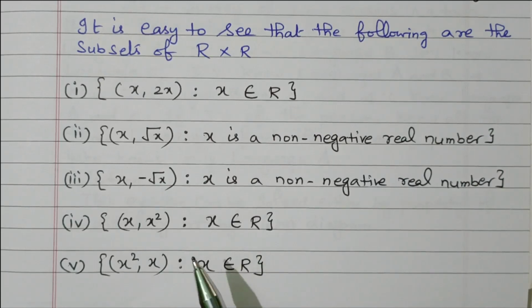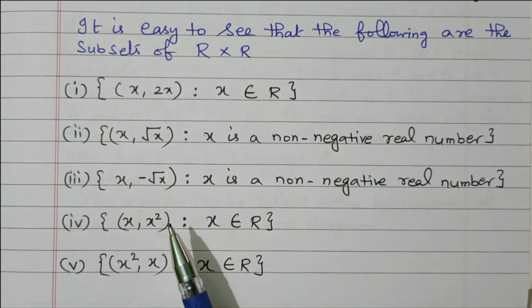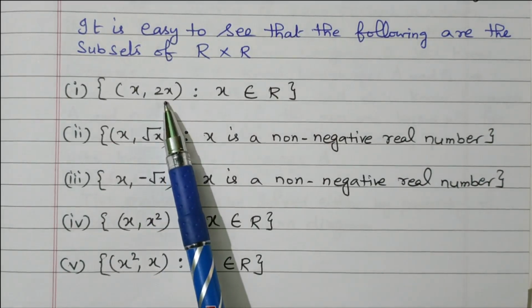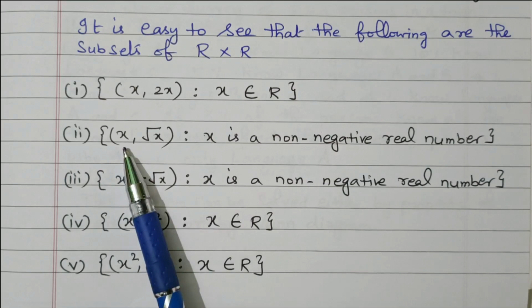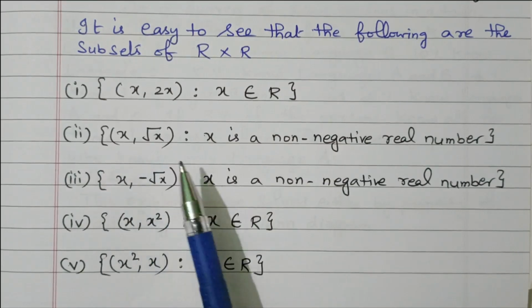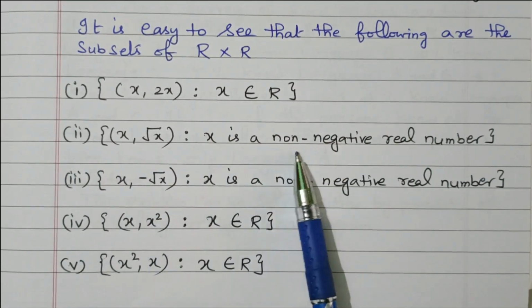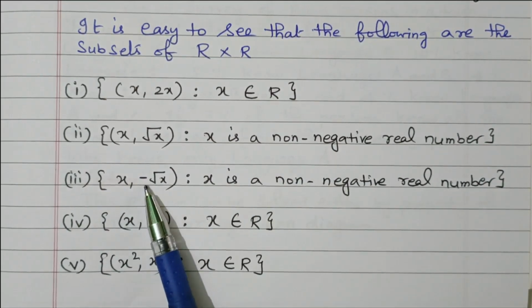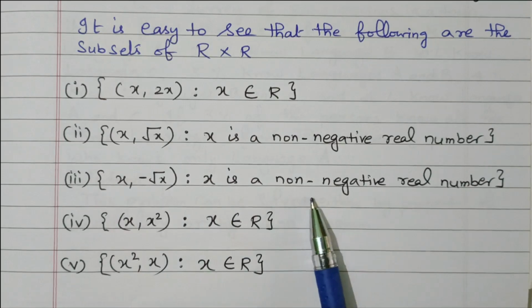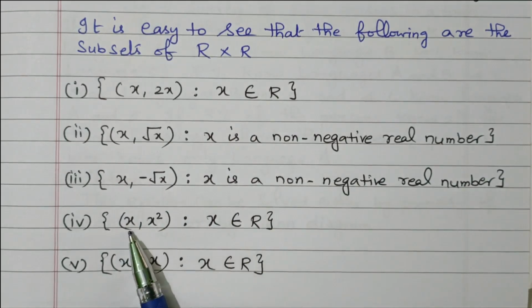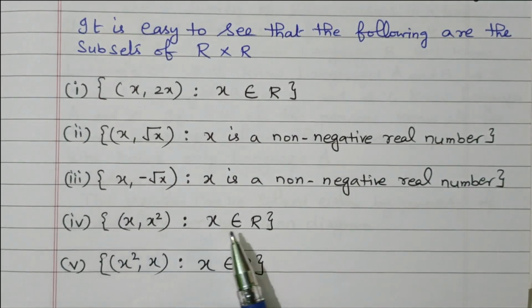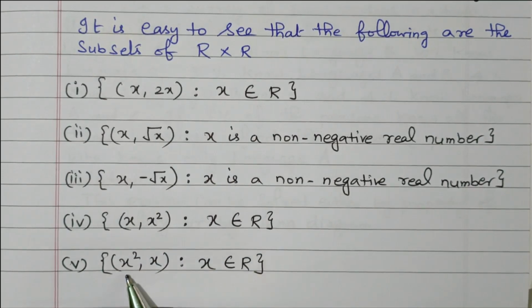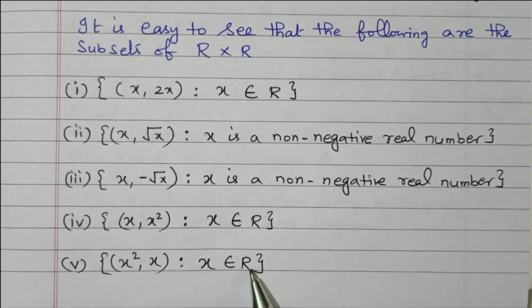Right? So the real numbers can be represented in a few such examples. Some more examples are also available: a number and 2 times the number belonging to the real numbers; a number and its square root, where x is a non-negative real number; a number and its square root with a negative sign outside, which is also a non-negative real number; a number and the square of the number; the square of the number and the number, belonging to the real numbers.